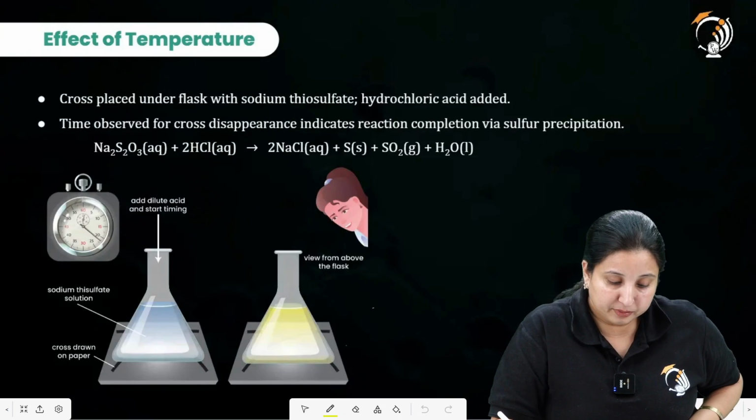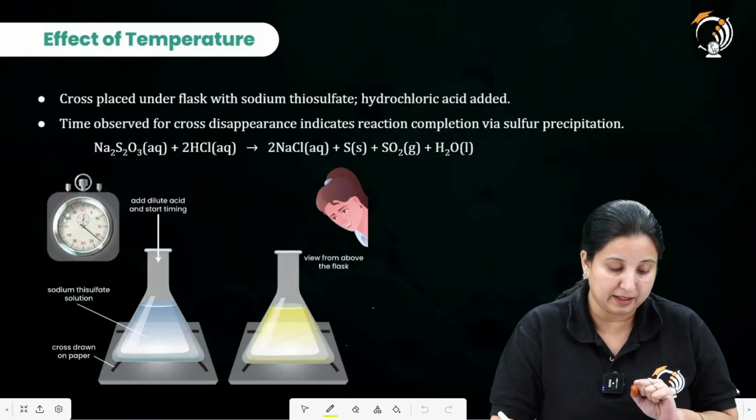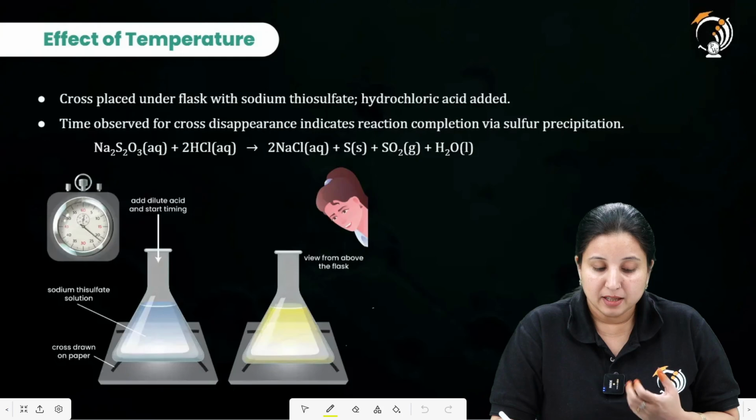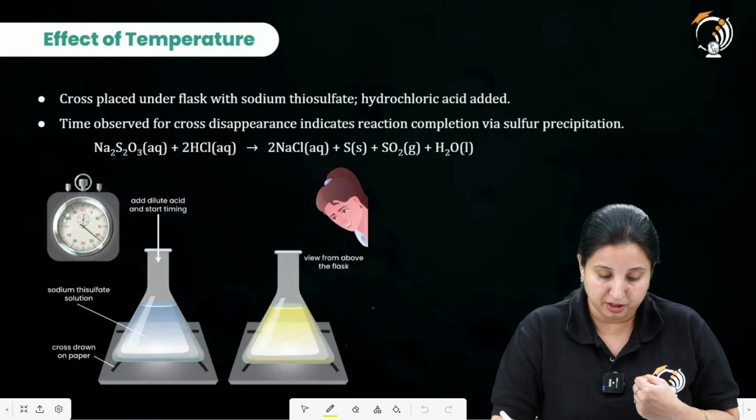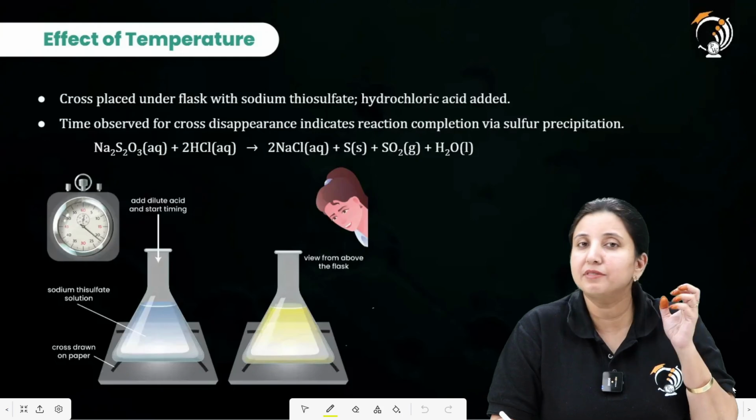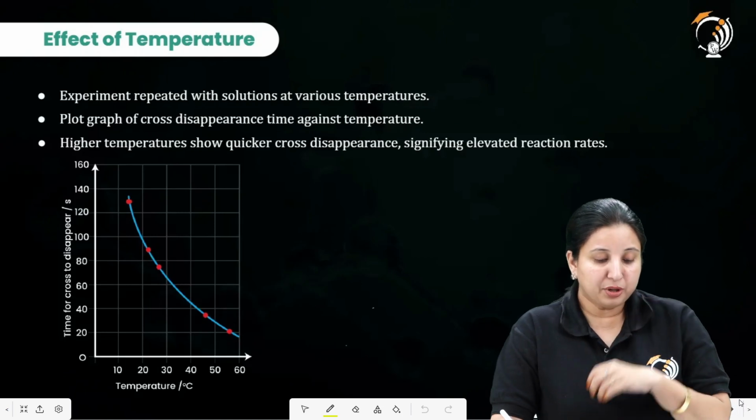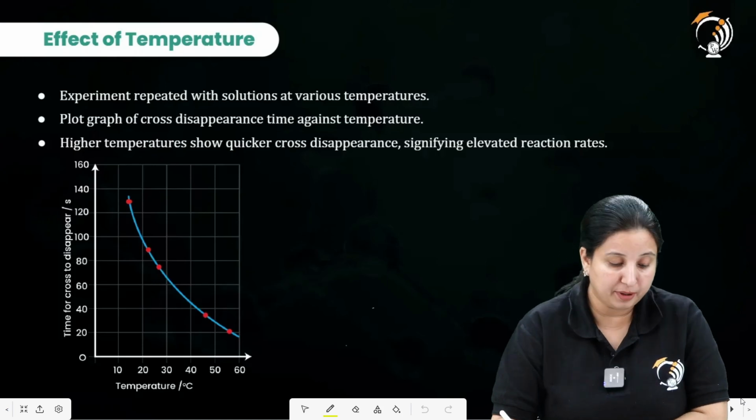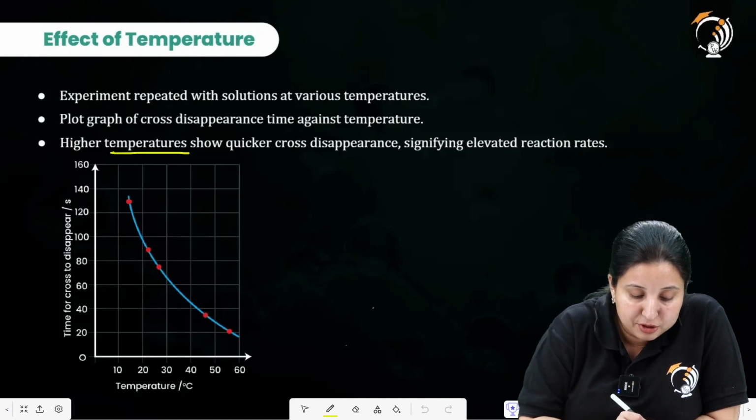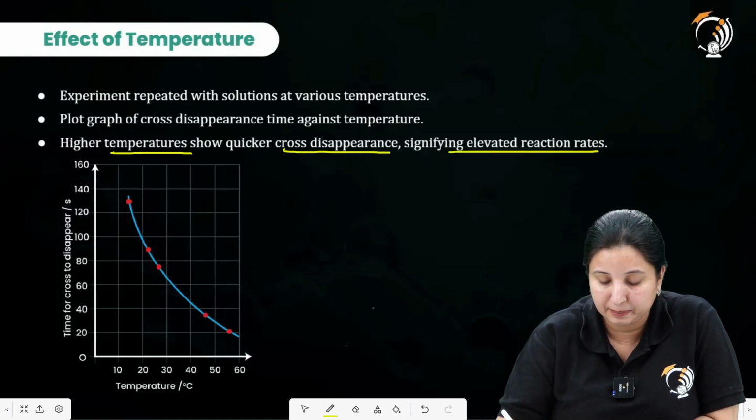Now if you look over here, we have placed the flask with the sodium thiosulfate and hydrochloric acid added, and we observe the time for the cross to disappear, which indicates reaction completion via sulfur precipitation. So over here, for working out the rate of reaction, we just record the time taken for completion of the reaction. The experiment is repeated with solutions at various temperatures, and a graph of cross disappearance time against temperature is plotted. Higher temperatures show quicker cross disappearance, signifying elevated reaction rates.